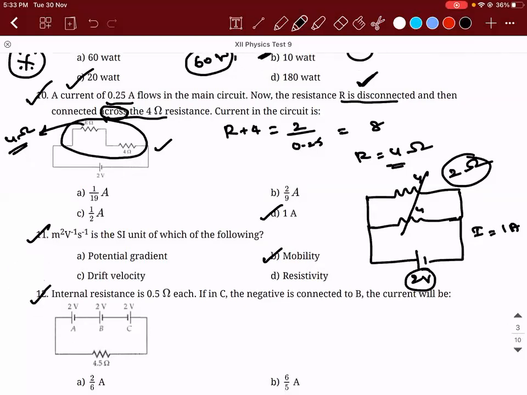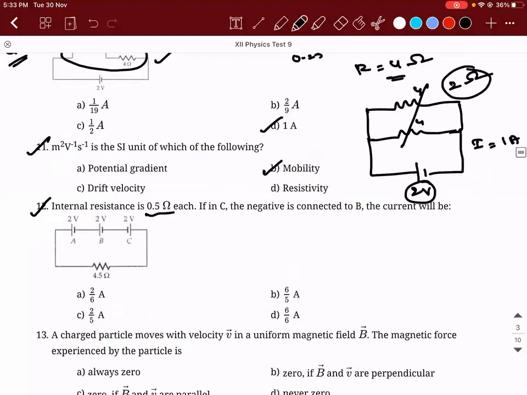Okay. 12th one. Internal resistance of 0.5 ohm each. If in C, the negative is connected to B, the current will be how much? What is the answer? It's actually a simple question. So all the cells are connected in series or parallel?